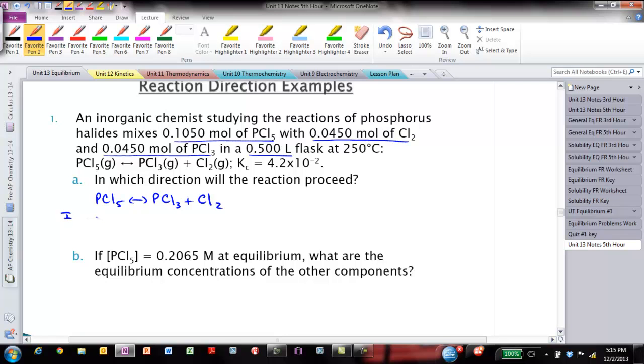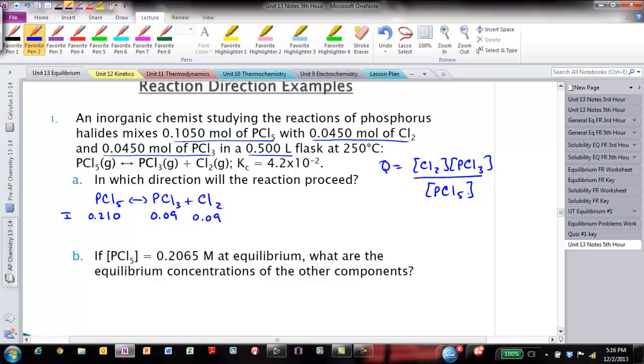So our initial line, we have to divide each of these by a half liter. So PCl5 is going to be 0.210. PCl3 is going to be 0.09. And that's the same for Cl2. So we don't have a 0 anywhere, so we don't know which direction the reaction goes. So our Q expression is going to be Cl2 times PCl3 over PCl5.